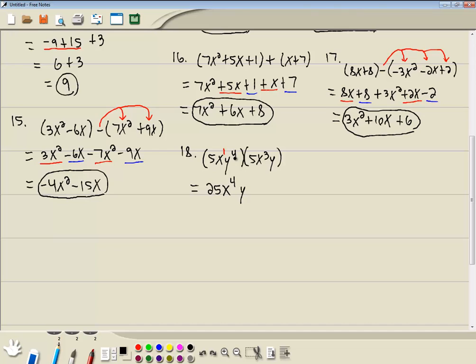Now we multiply the y's together. Y to the fourth times y, and remember y, again, is like you have an invisible 1 here. So y to the fourth times y to the first, you add the exponents. So 4 plus 1 gives us y to the fifth. And that's our answer.